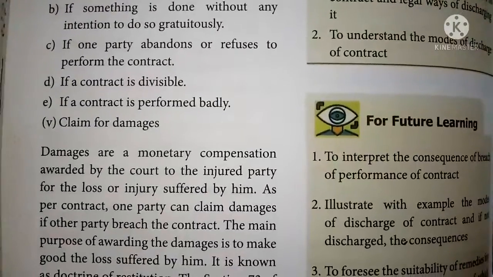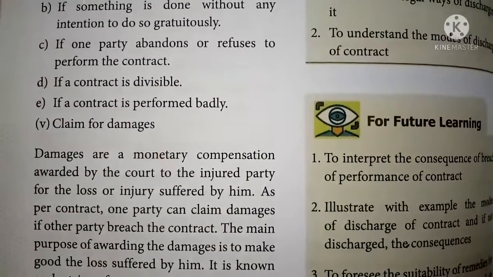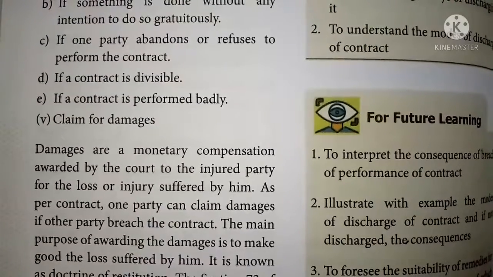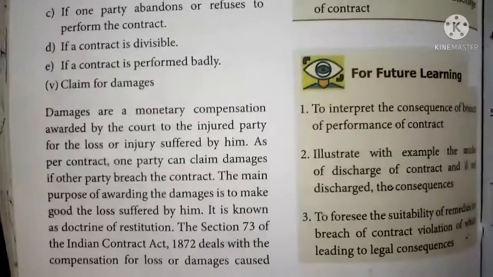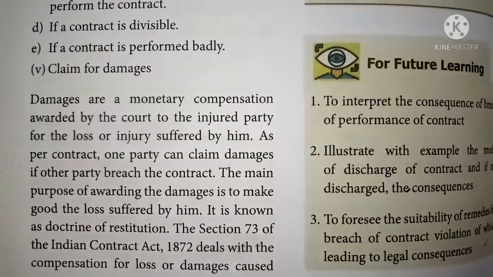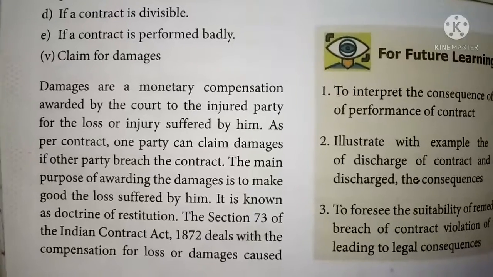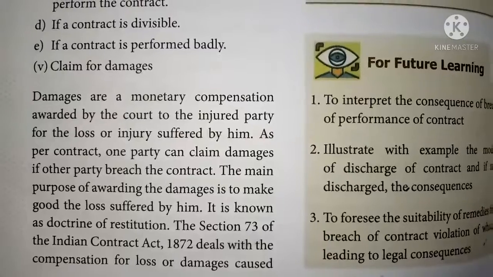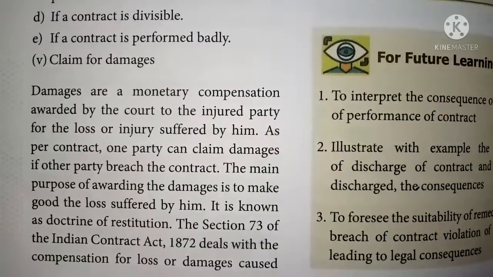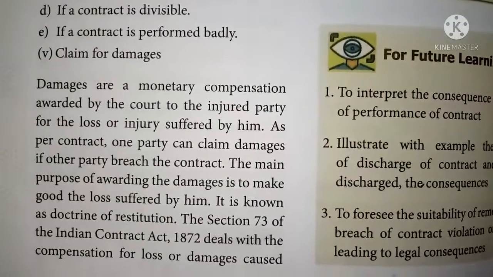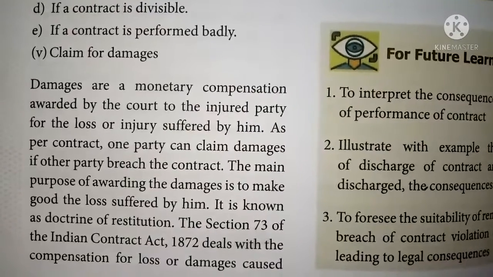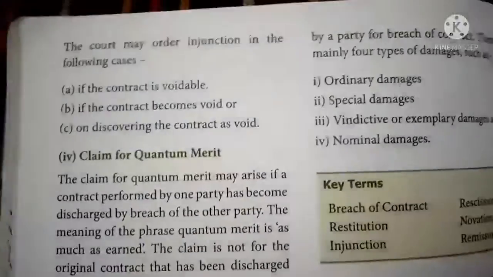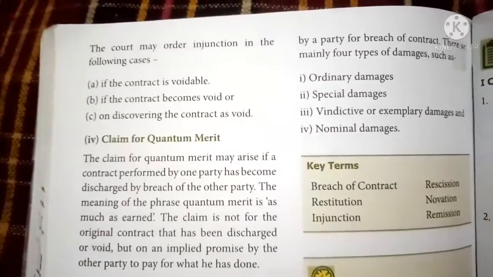Damages are a monetary compensation awarded by the court to the injured party for the loss or injury suffered by him. As per the contract, one party can claim damages if the other party breaches the contract. The main purpose of awarding damages is to make good the loss suffered by him, so it is known as the doctrine of restitution. Section 73 of the Indian Contract Act, 1872 deals with the compensation for loss or damages caused by a party for breach of contract.